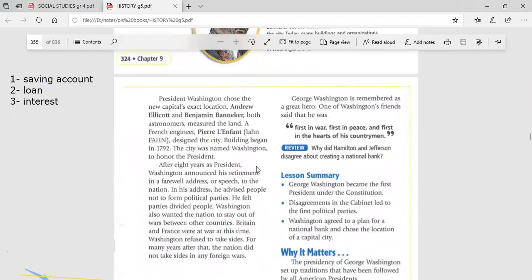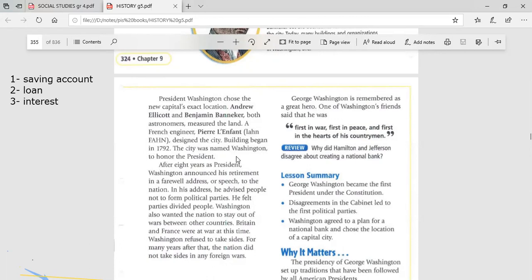They built the new capital city, and here is President George Washington. He chose the new capital, okay? And here are Andrew Ellicott and Benjamin Banneker, both astronomers, who measured the land. And here we have a French engineer. His name is Pierre L'Enfant, who designed the city. The building started in 1792, and the city was named Washington, D.C.